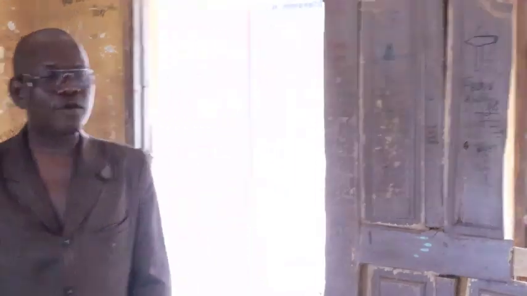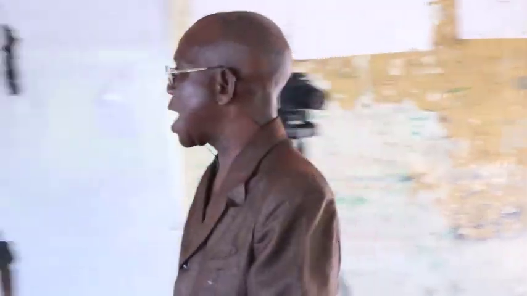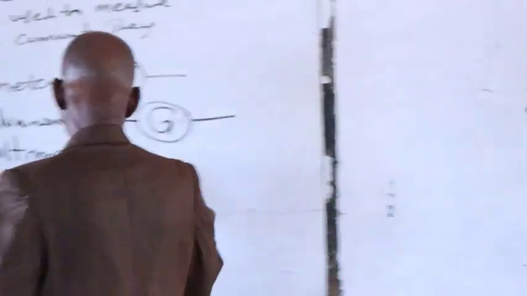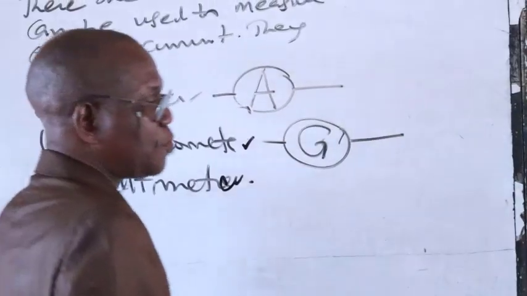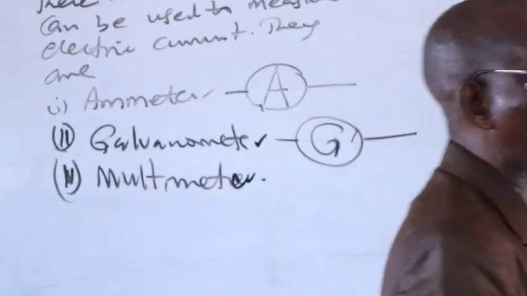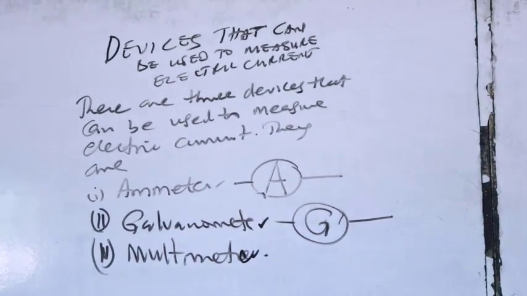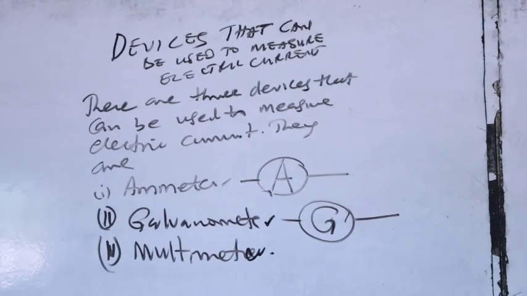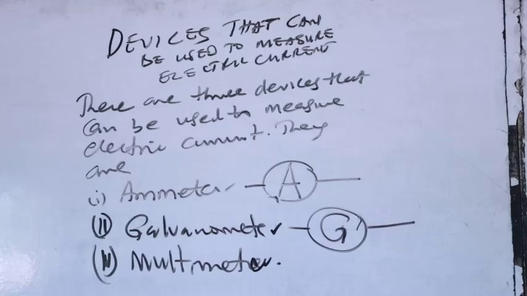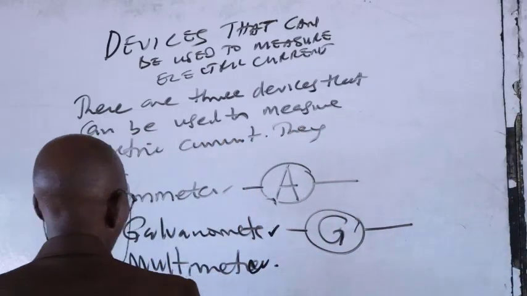Multimeter does not have a symbol. So, like the other two I put here, we have multimeter. Multimeter does not have a symbol simply because it can stand for ammeter, it can stand for voltmeter, it can stand for ohmmeter. That's why it does not have a symbol. So those are the devices that can be used to measure.